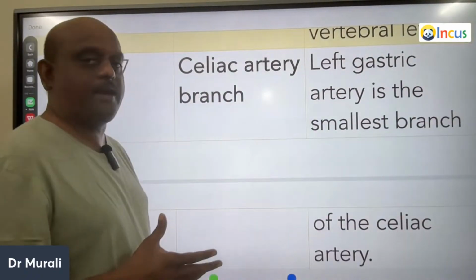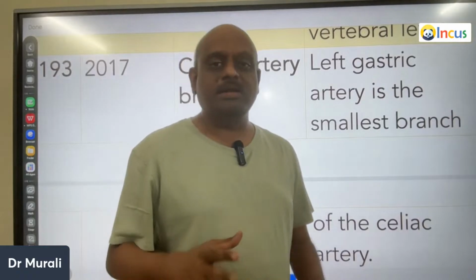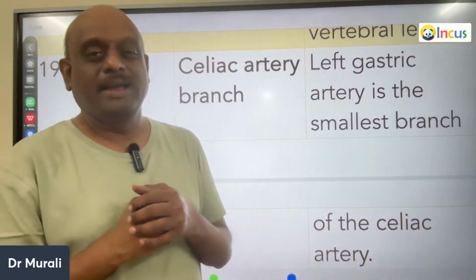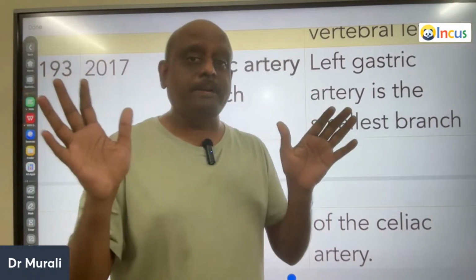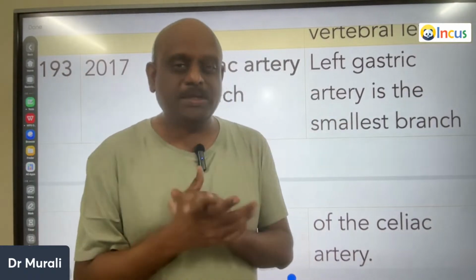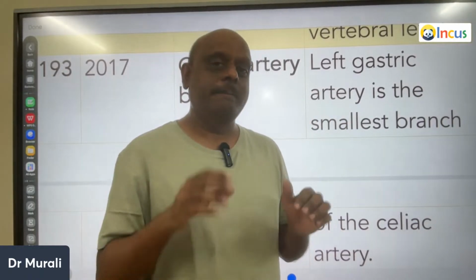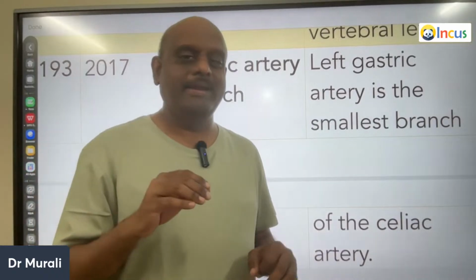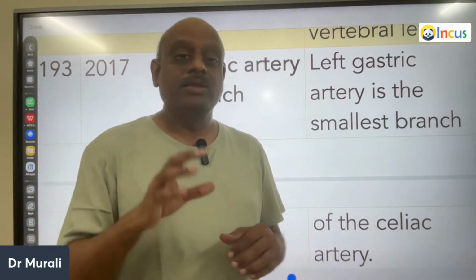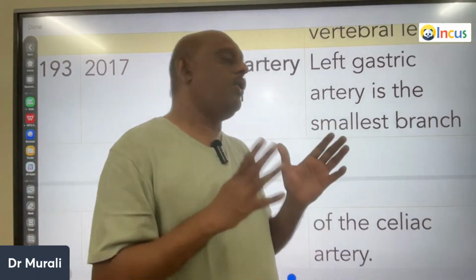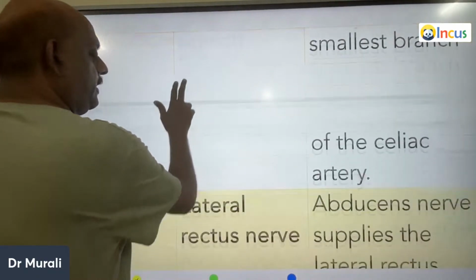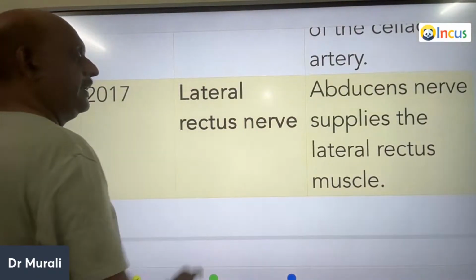Now in the celiac artery branches, what is the smallest branch? It is the left gastric artery which is the smallest branch. So all the branches of the celiac artery, especially the pancreatico-duodenal artery, gastro-duodenal artery, so right side kahan se aayega, left side kahan se aayega, all these things you have to be very sure, doctor, for tomorrow's exam.